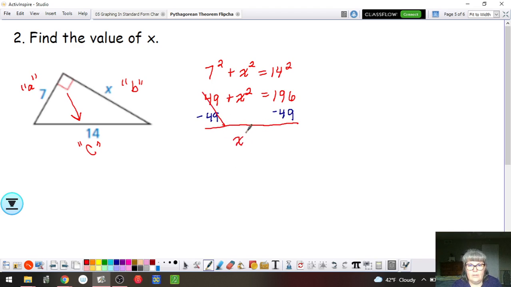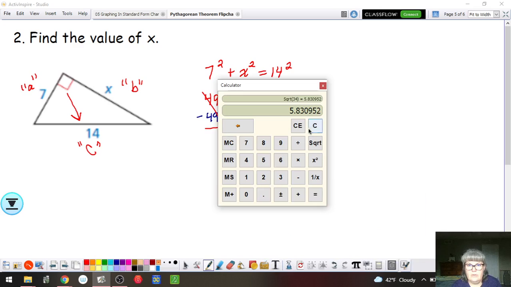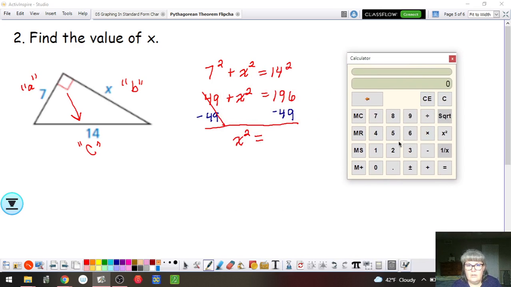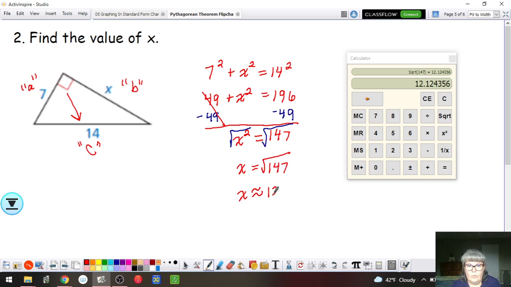That leaves me x squared equals, and just because I want to verify my math, 196 minus 49 is 147. And then I'm going to take the square root of 147. So again, the exact answer is the square root of 147. The approximate answer is 12.1.